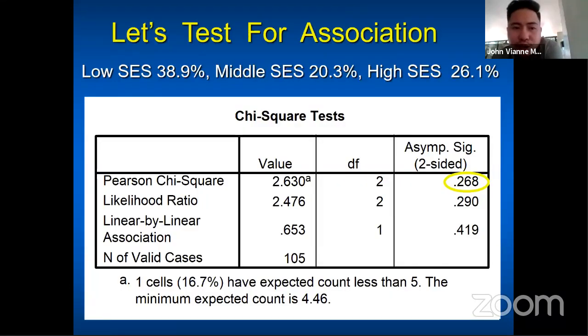So let's test for association. So nakita natin that low SES, 38.9%, middle SES is 20.3%, high SES is 26.1%. Nakita natin that the Pearson chi-square here has a value of 2.63 with a degree of freedom of 2, and the asymptotic significance or the p-value is 0.268, which is greater than 0.05. Now, the question, is there a significant association or not significant association? The chat box, please.